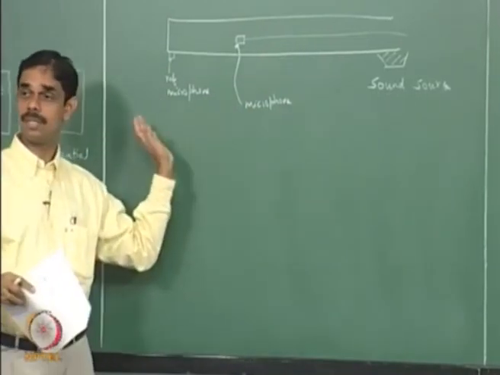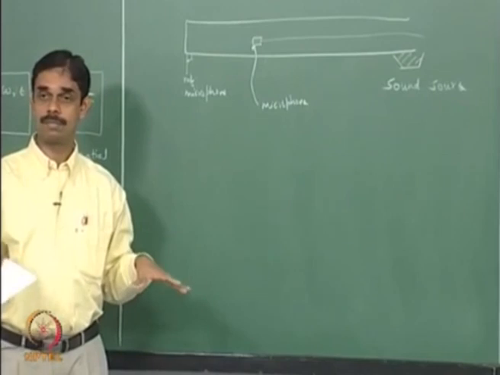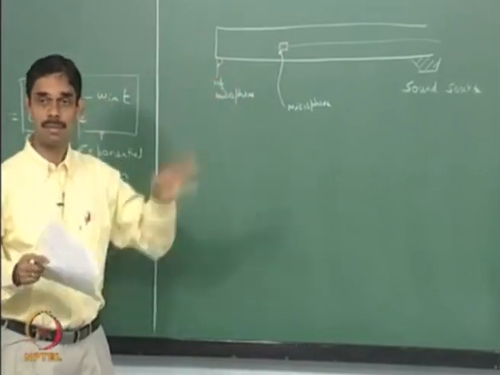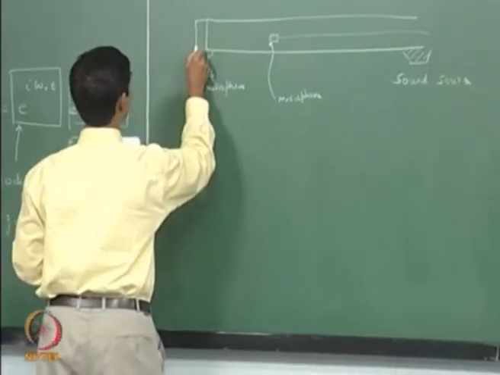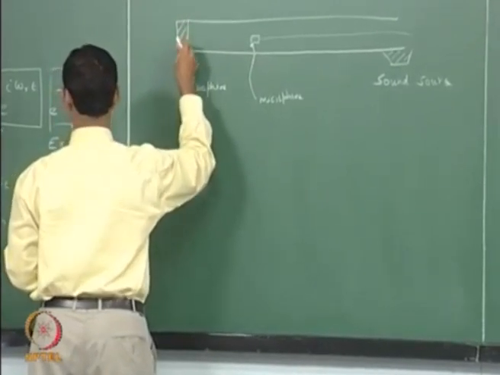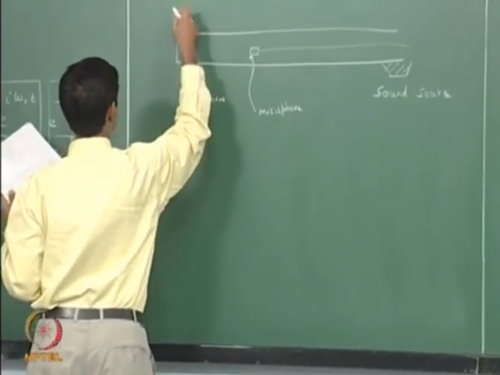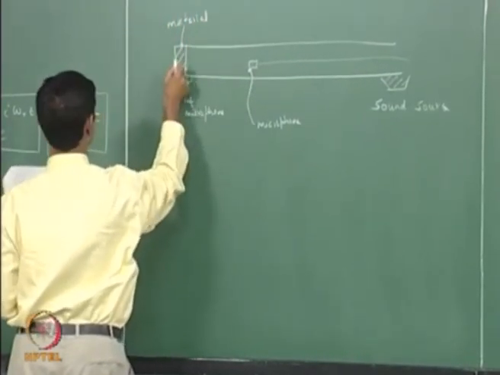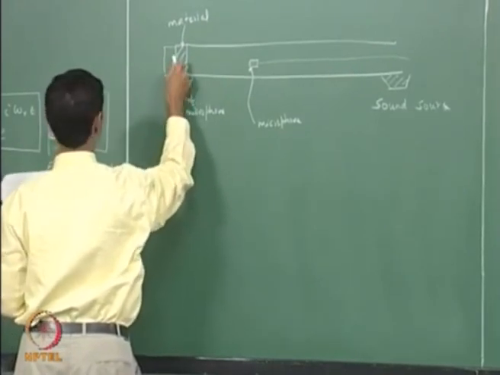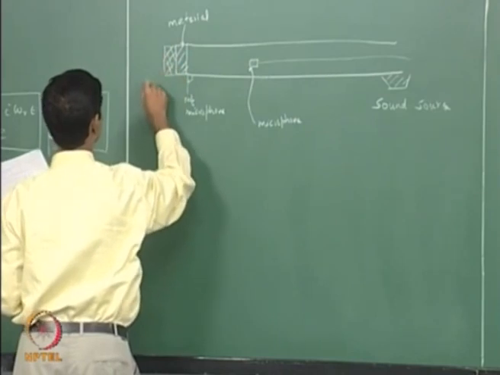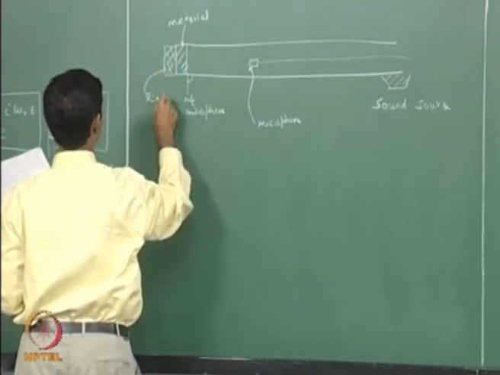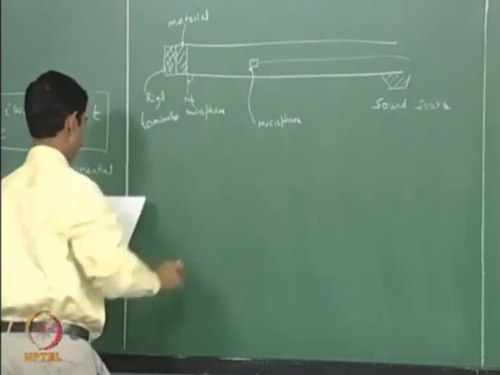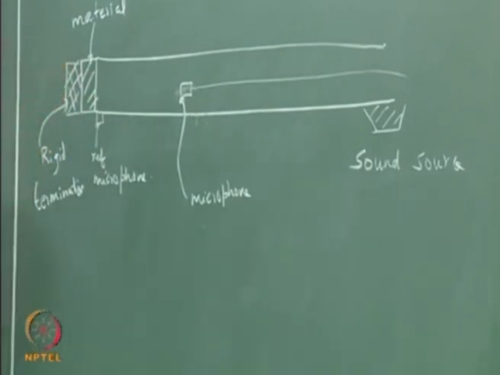And you always need a reference to determine the phase. Phase is determined by comparing signals from two different locations, so two different transducers. So we always need a reference microphone, either at the end or someplace. And then we have this, the termination or the material you want to study. And then let us say we have a rigid backing, to hold this in place and to make sure that nothing comes in from any other side.